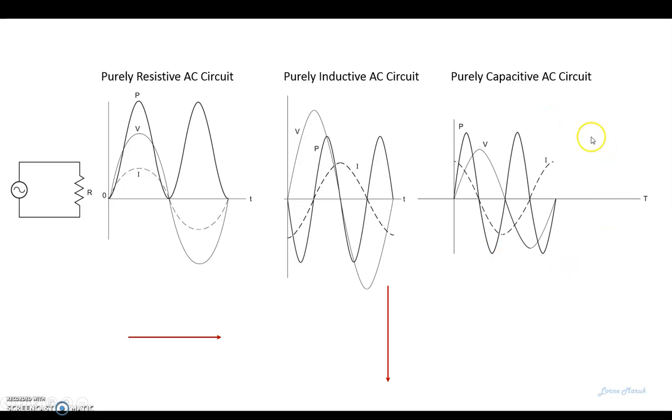And here we have a purely capacitive circuit. You can see that the current leads the voltage by 90 degrees. We can represent this purely capacitive circuit with the arrow pointing up, which is the opposite direction as the inductor. They are 180 degrees out of phase from each other.